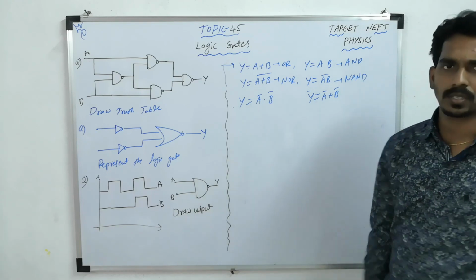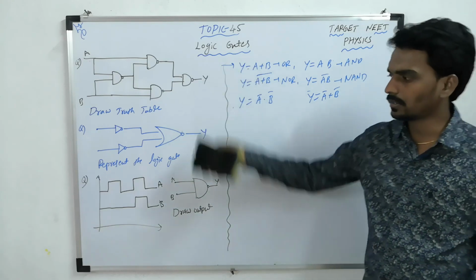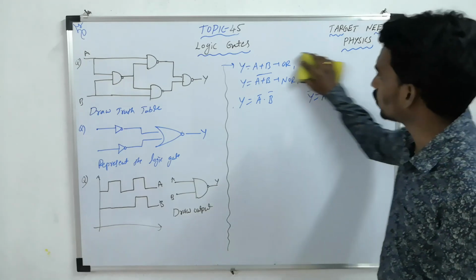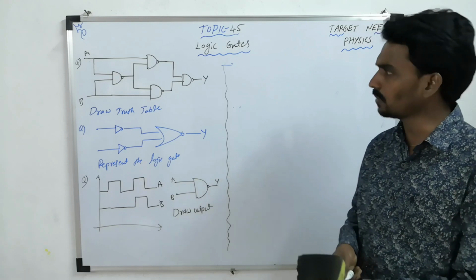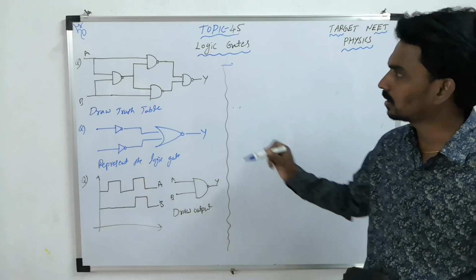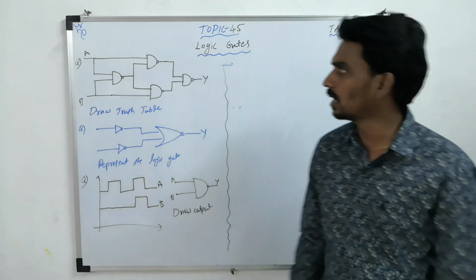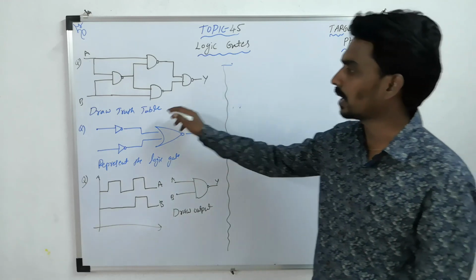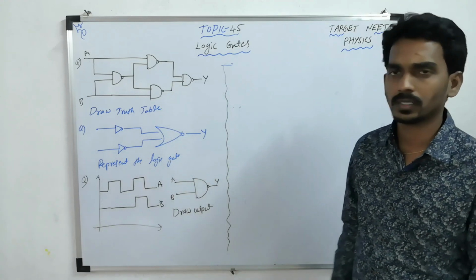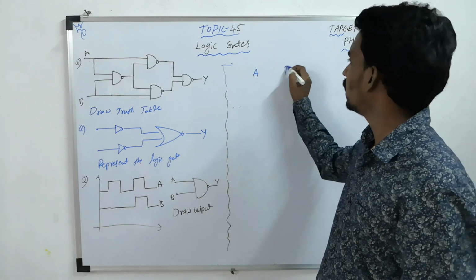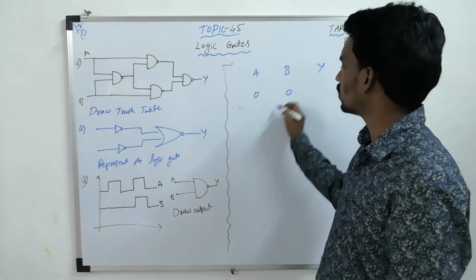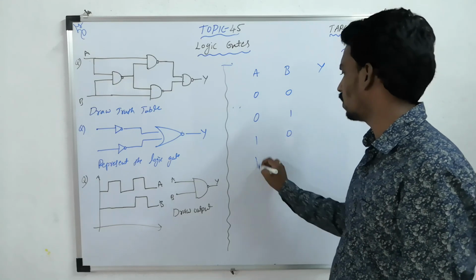There are 3 types of questions that will be asked. I have given those 3 types. Just try to understand those 3 types and then try to do them. The very first one is that there is a combination of gates, and you have to draw the truth table. One way you can draw it is in this way: A, B, Y, 0 0, 0 1, 1 0, 1 1.